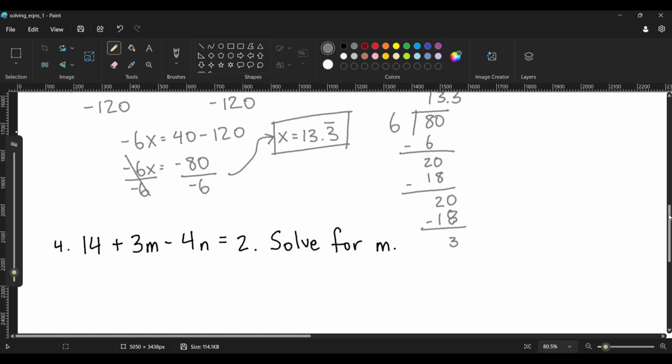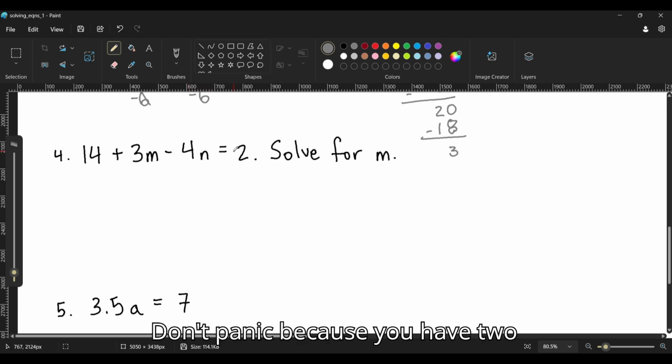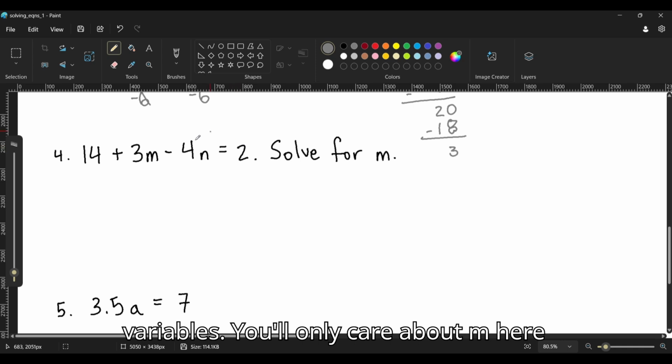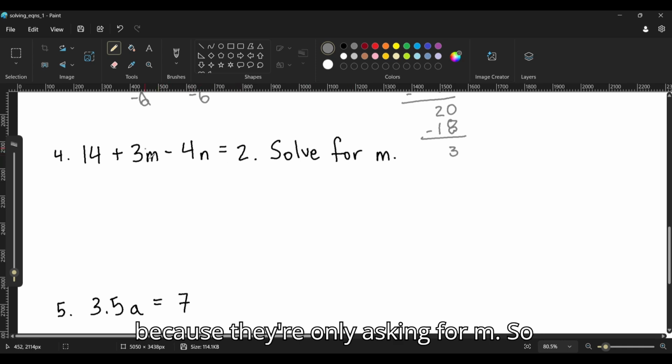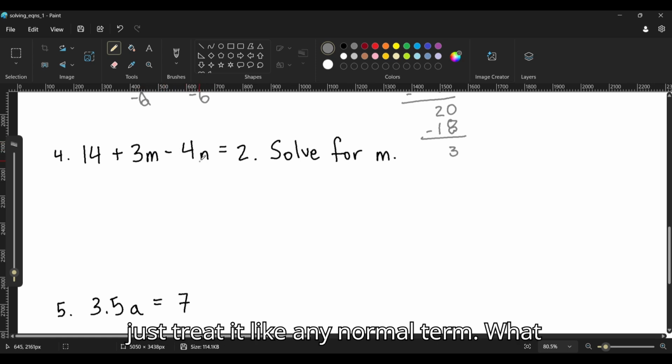Alright. Number 4. 14 plus 3m minus 4n equals 2. Don't panic because you have two variables. You'll only care about m here because they're only asking for m. So just forget about this term and just treat it like any normal term.